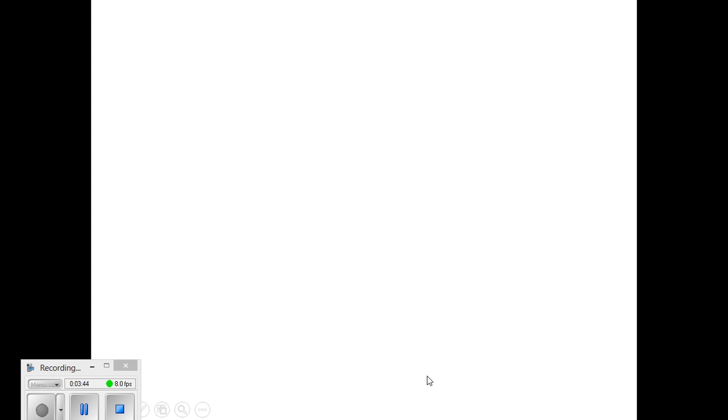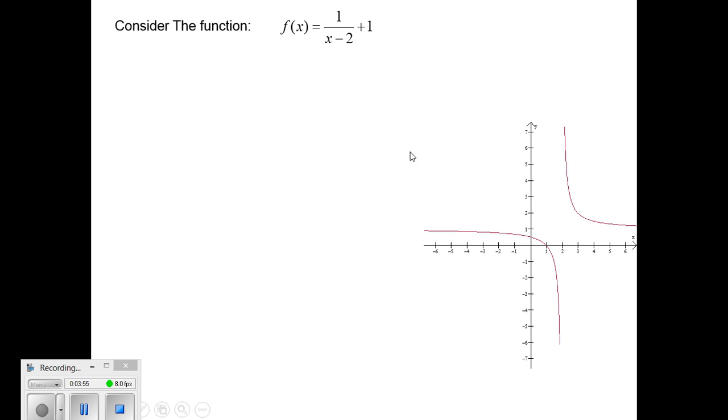Now let's take a look at a couple rational functions. Here's one which should be looking familiar to you because it's a simple translation of 1 over x. Here's the graph, but of course we want to discuss how we get that graph. As we said, this is a translation of 1 over x. The x minus 2 is responsible for moving that 2 units to the right, and the plus 1 is responsible for moving that 1 unit up.